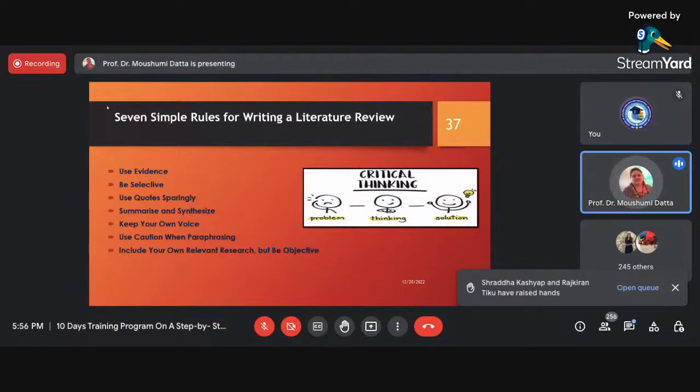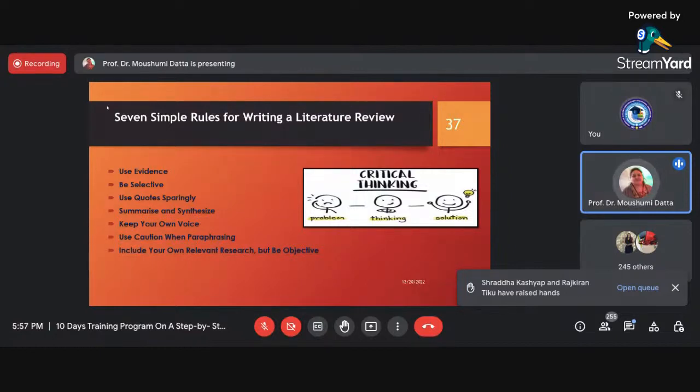When you are writing a review of literature, you can use quotes, but use them less because you can be caught in plagiarism. Always try to make a summary and then criticize it, synthesize it, not just write whatever somebody has said. Keep it in your own voice. You should be very clear and try to write in your own language. That is called paraphrasing. Always be objective: this is what you have found, this is what you have not found. This is very, very important.